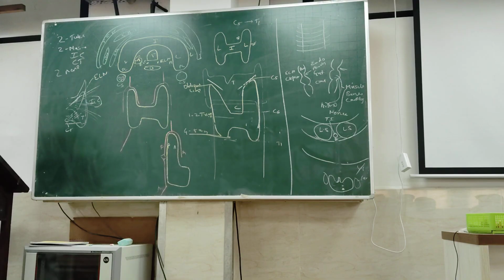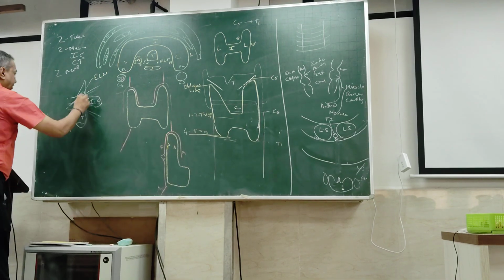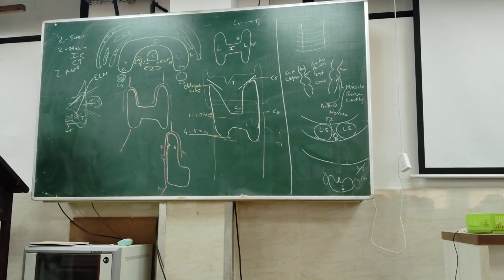So supplying this cricothyroid is external laryngeal nerve. What is external laryngeal? तो लिखती है सर.